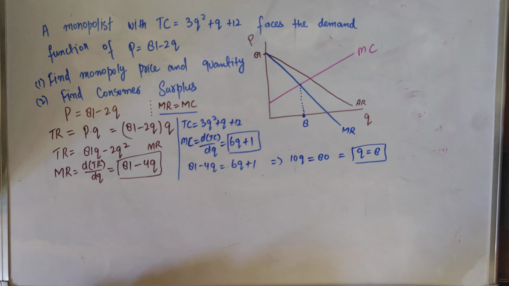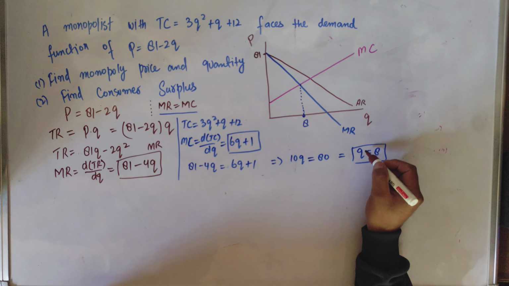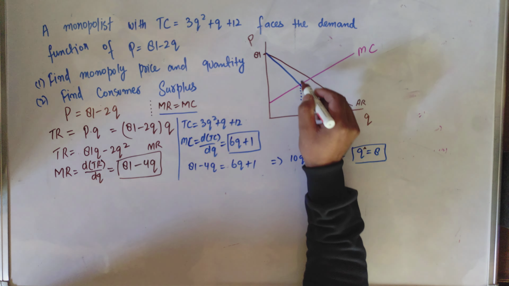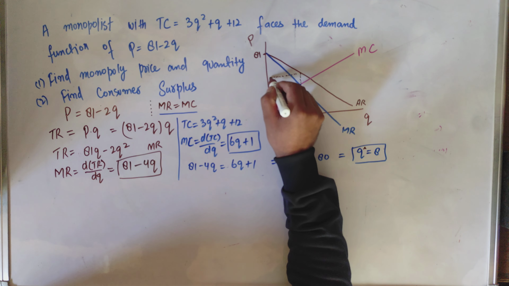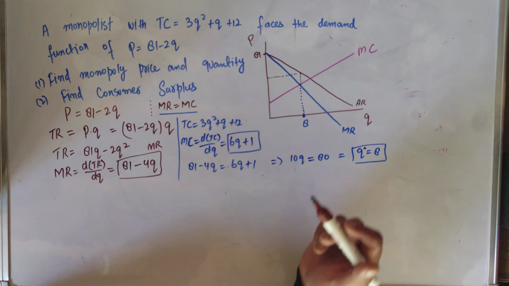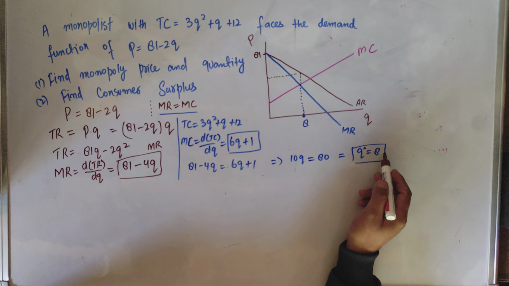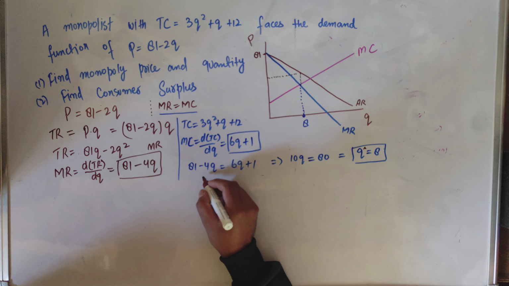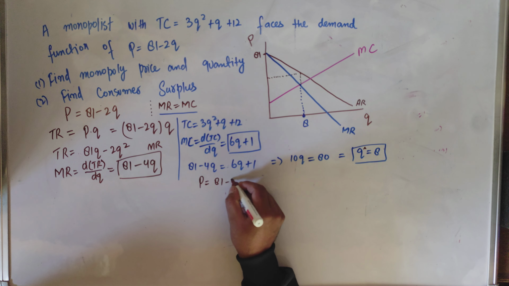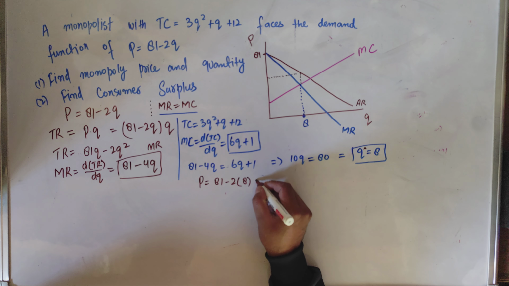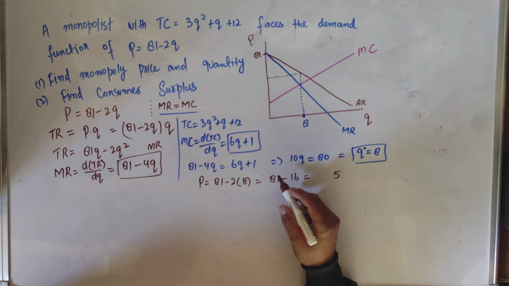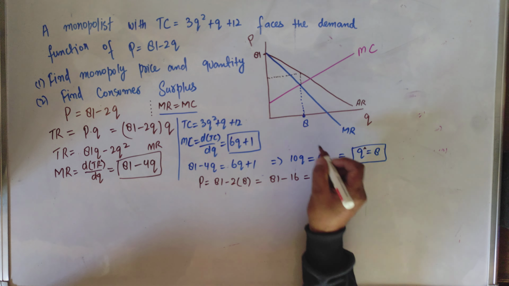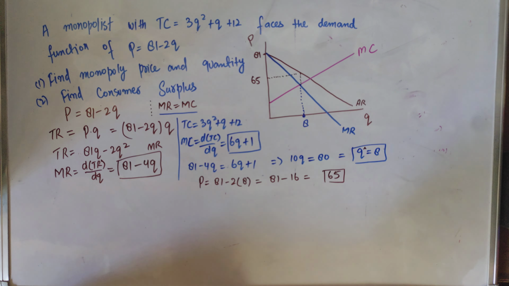To find the profit maximizing price, we plug the value of Q equal to 8 into the inverse demand function. So P is equal to 81 minus 2 times the profit maximizing quantity, which is 8. So we get 81 minus 16, which comes out to be 65. So 65 will be the profit maximizing price here.